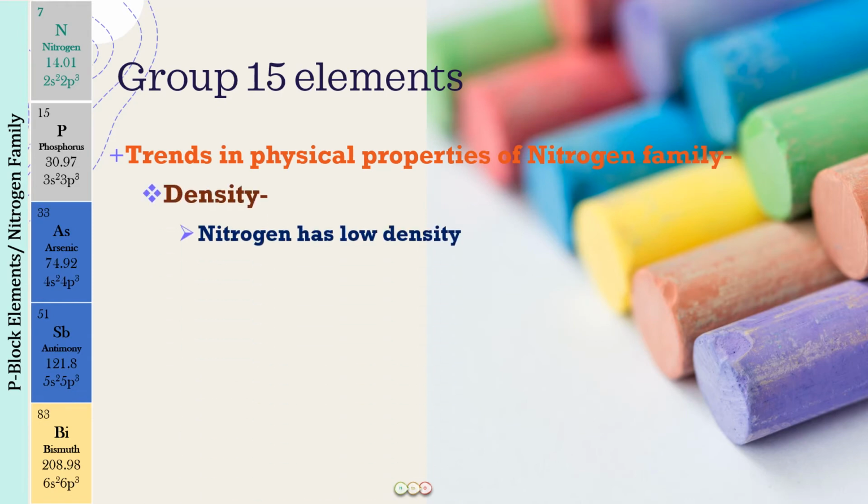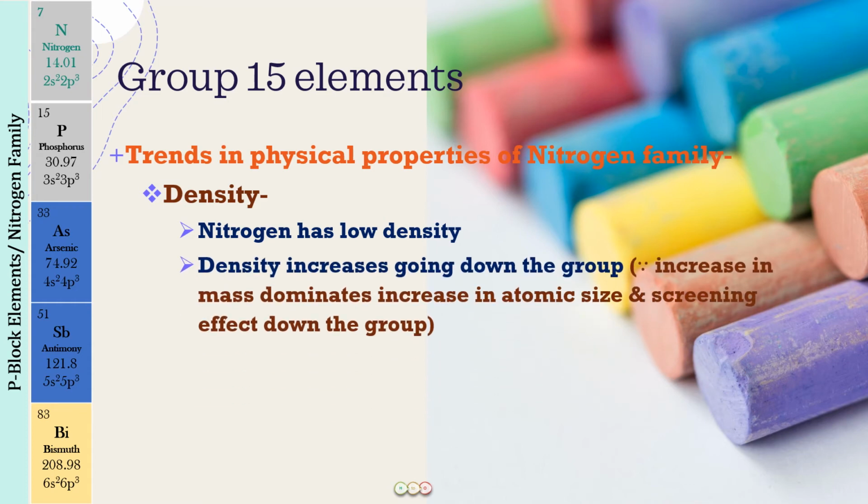So nitrogen has low density, and as we go down the group, the density is going to increase. Now why is density going to increase down the group? Because density is mass by volume. As we go down the group, the atomic masses increase, and the atomic size and the atomic volume also increase. But what we find is that the mass dominates over the atomic volume, and hence there is an increase in the density as we go down the group.